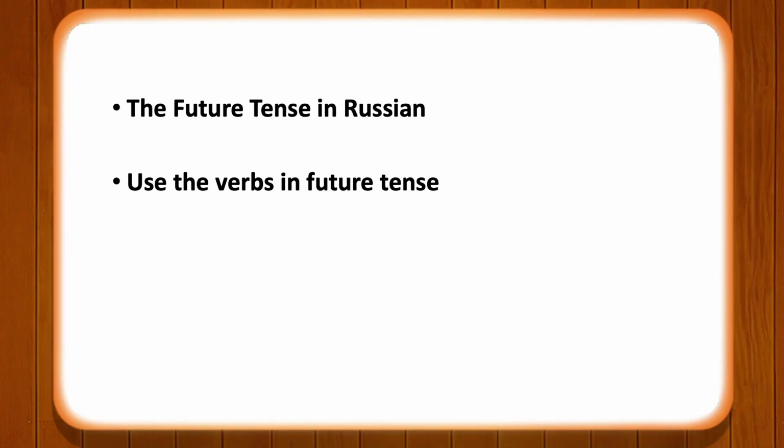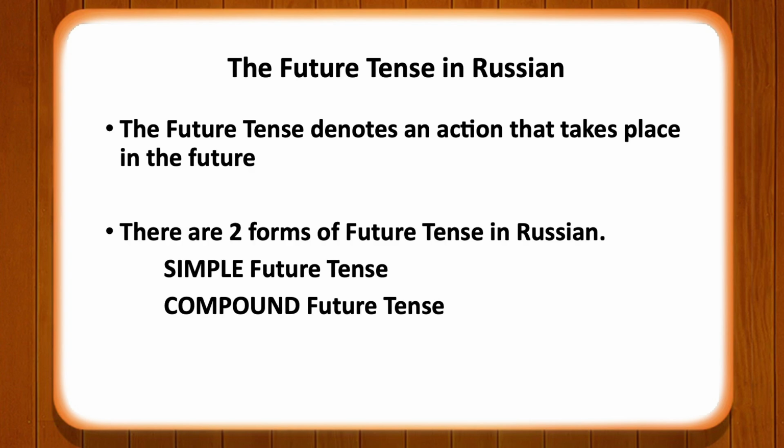In this module, you will learn about the future tense in Russian. You have already learnt about the present tense and the past tense in the previous modules. Now you will learn about the future tense and how to use the verbs in future tense. The future tense denotes an action that takes place in the future, in other words, an action that takes place after the moment of speaking.